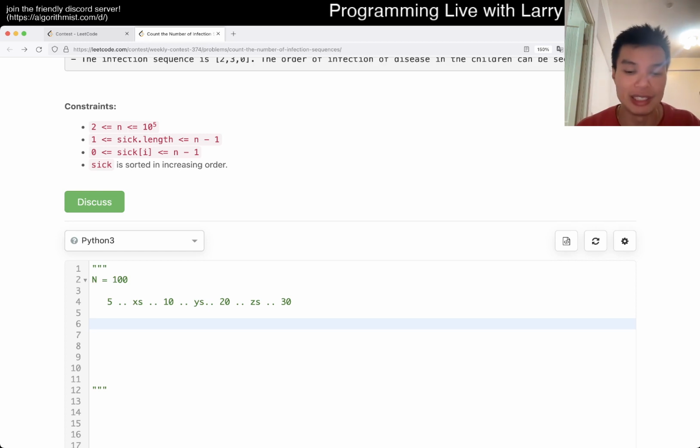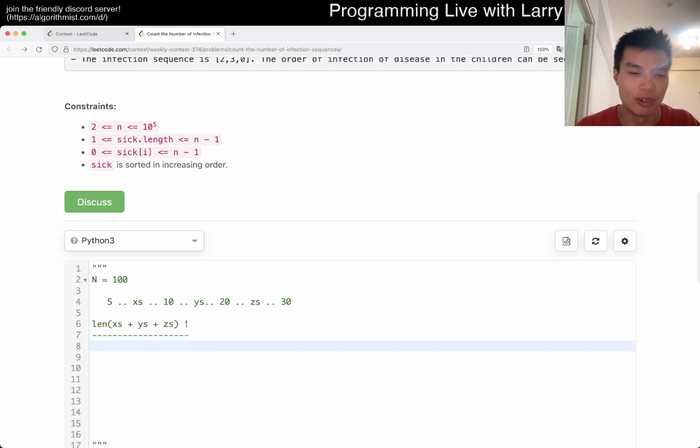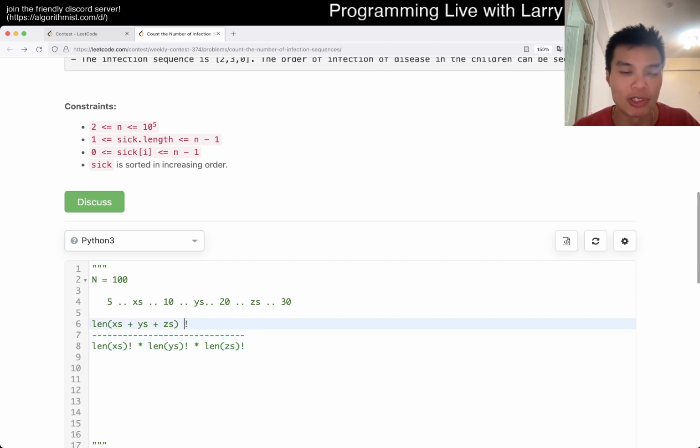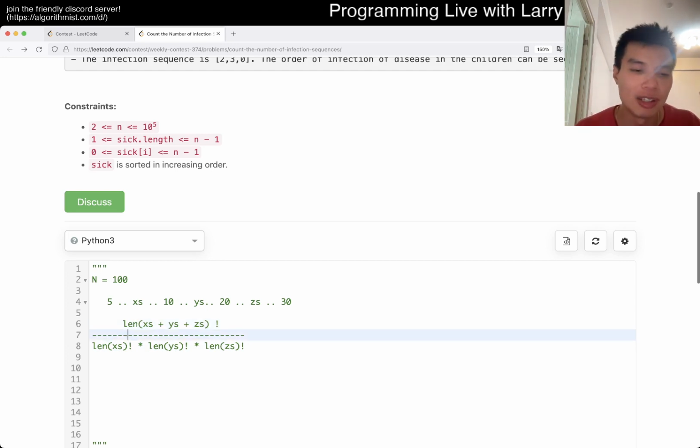But the idea here is that, given this, one way to think about it is to treat all the numbers inside x and y as the same. So now you have (xs plus ys plus zs) factorial. That's the number of numbers, so maybe the length of this, if you want to write some pseudo code. And that is just over length of xs factorial times length of ys factorial times length of zs factorial. The reason you can do this is that you just treat all the x's, y's, and z's the same.